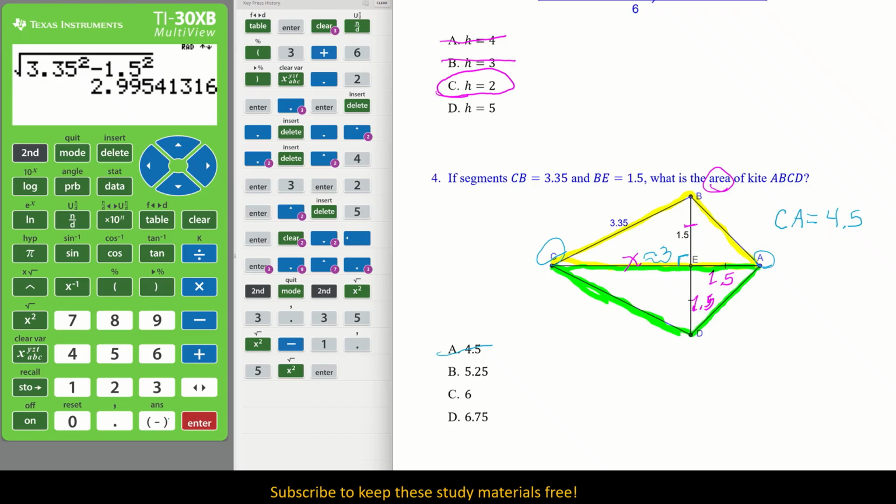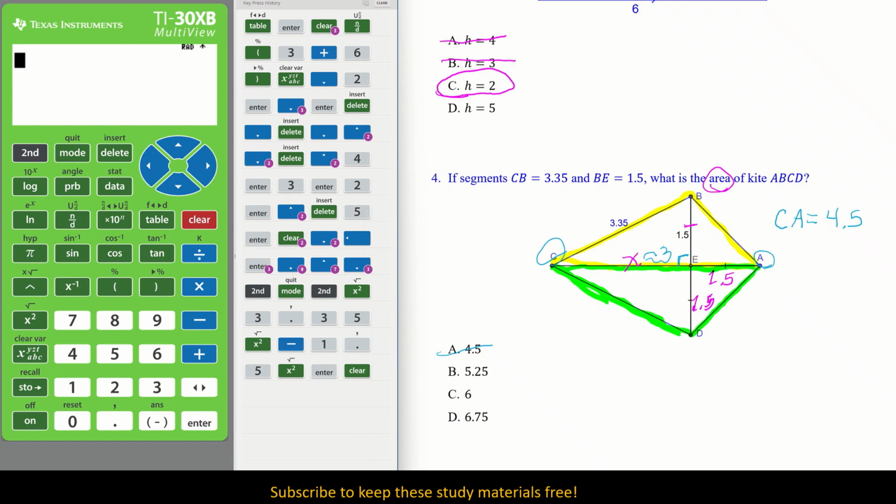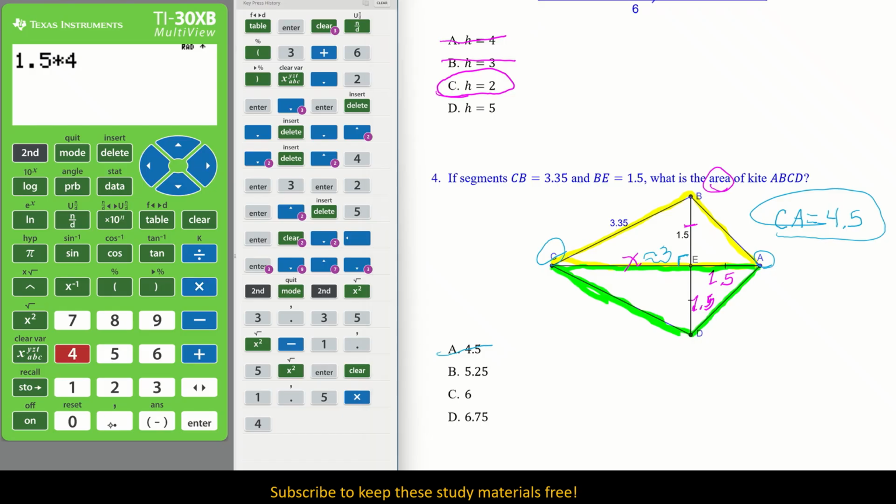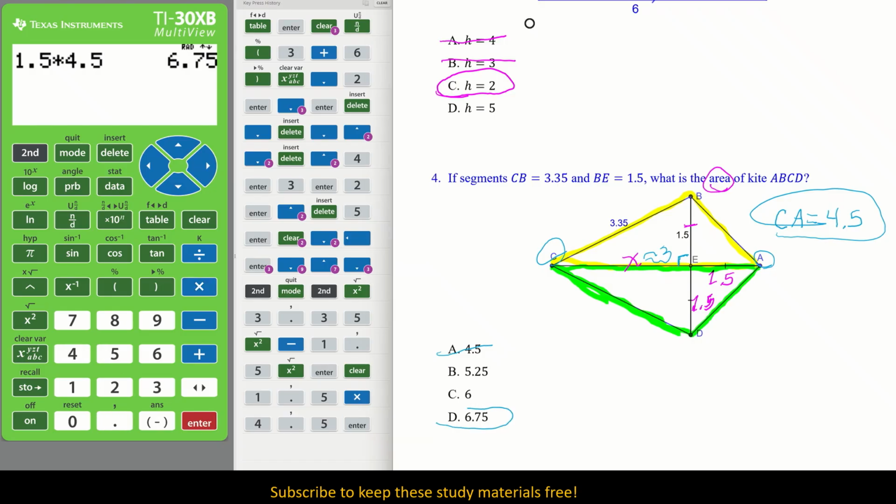Okay. My height, I would say, is 1.5. So let's clear out our calculator. Okay, so let me show you what I'm talking about. I'm saying 1.5 times our base, which is CA. So that's times 4.5. Press enter. 6 3/4, or it's roughly 6.75.